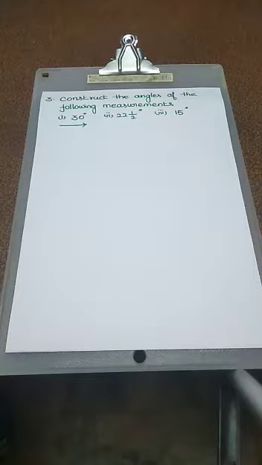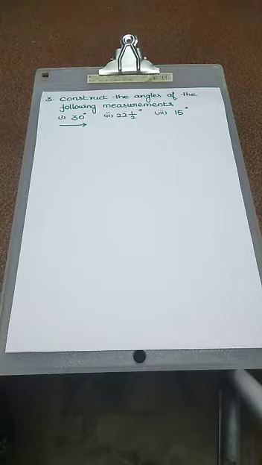Next one, construct the angles of the following measurements. First subdivision 30 degree, second subdivision 22.5 degree, third subdivision 15 degree. The first one is actually 30 degree. How can we draw an angle 30 degree?